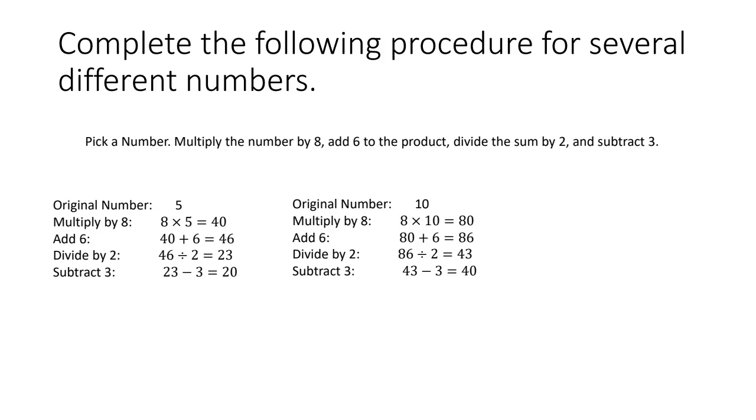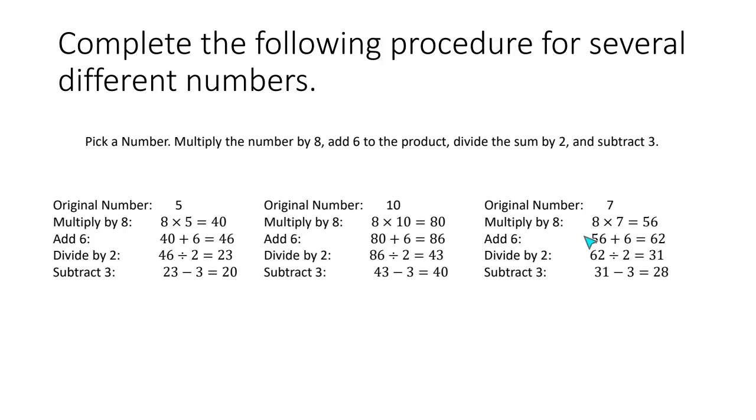Okay, so let's try one more. So 7, we have 8 times 7 is 56. 56 plus 6 is 62. And 62 divided by 2 is 31. 31 minus 3 is 28. Okay, so if we look at the original number and the final number, so in this case 5 and 20, this one was 10 and 40, 7 and 28.